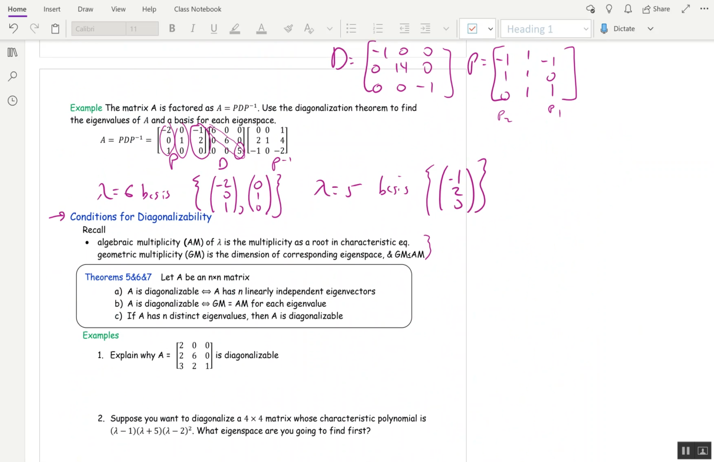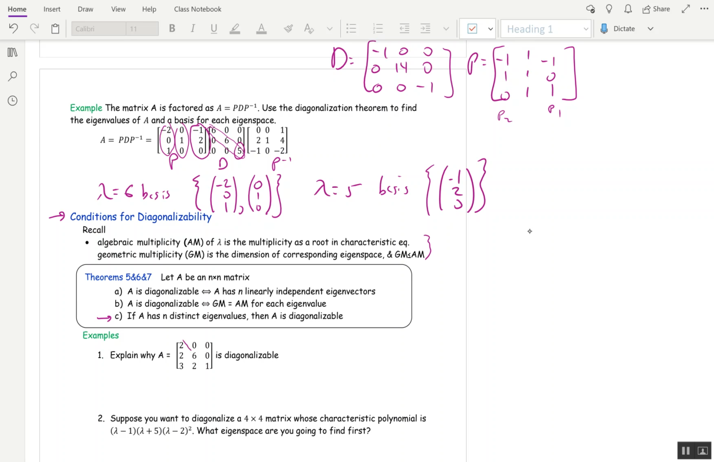And then lastly, theorem C: if A has n distinct eigenvalues, A is diagonalizable. Now, that is a one-way theorem. It does not say if A is diagonalizable, it has to have n distinct eigenvalues. But if you have n distinct eigenvalues, then A is diagonalizable. And here's an example of that.